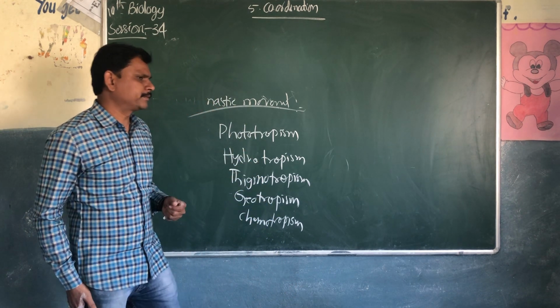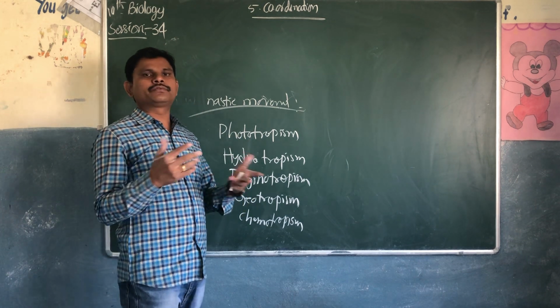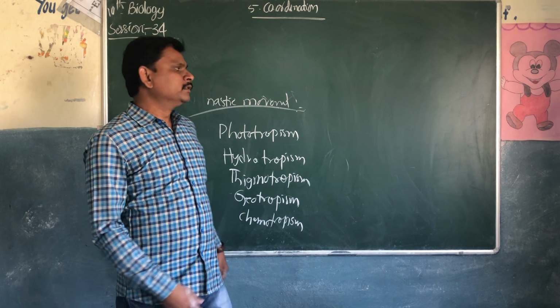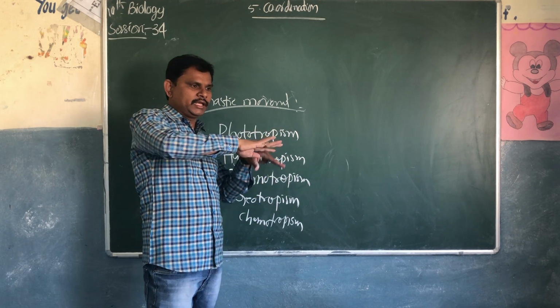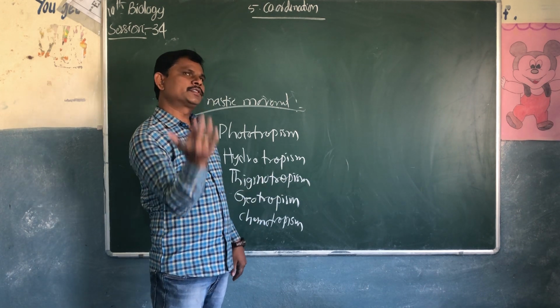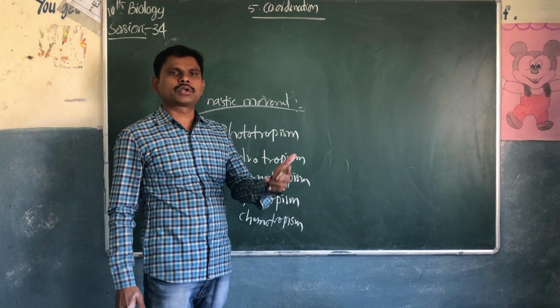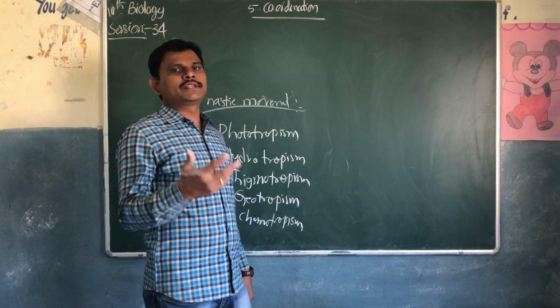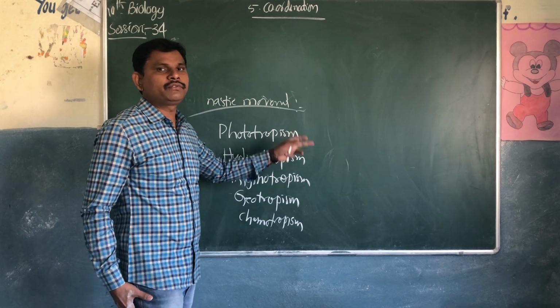What is phototropism? The growth of plants toward the sunlight is called phototropism. For example, if you keep a plant horizontally on the ground, the shoots will grow toward the sunlight. Such movement is called phototropism. Shoots always grow toward the sunlight. The best example is the sunflower.